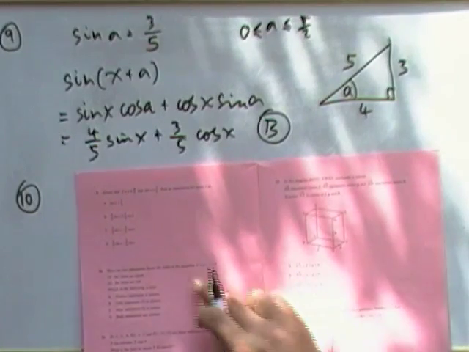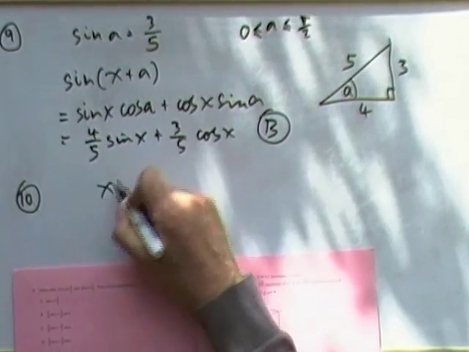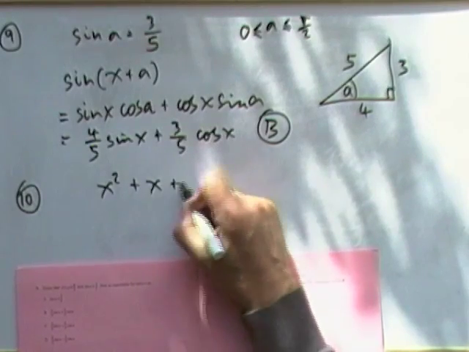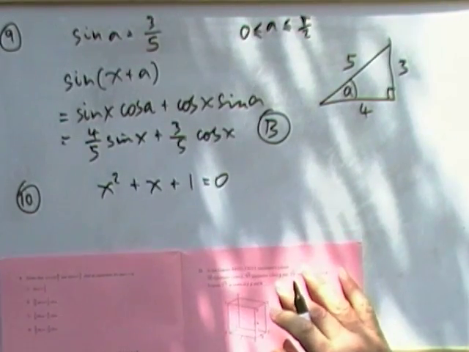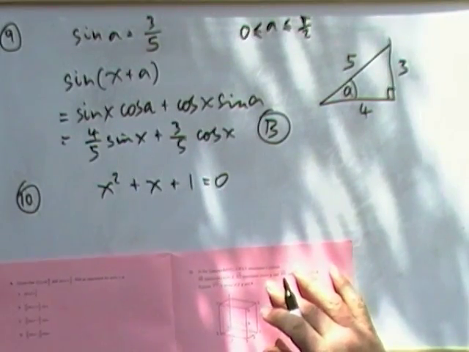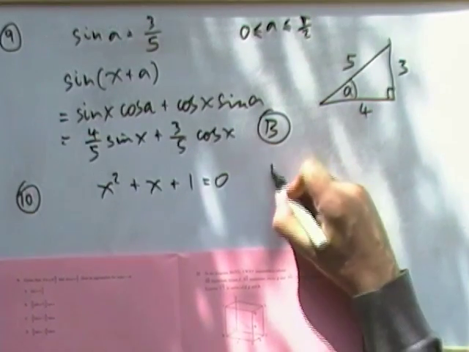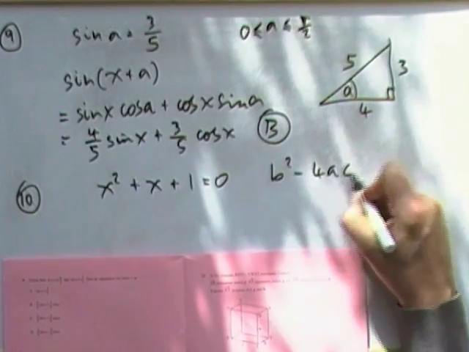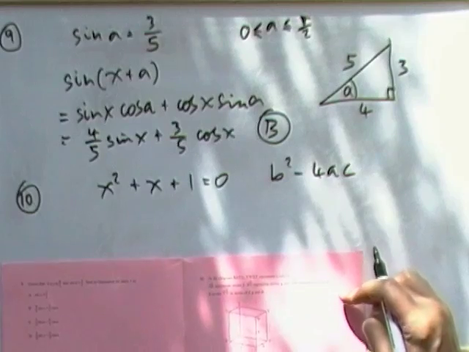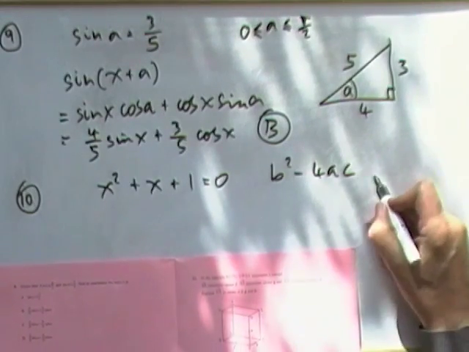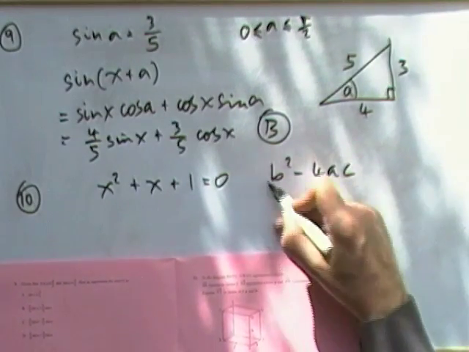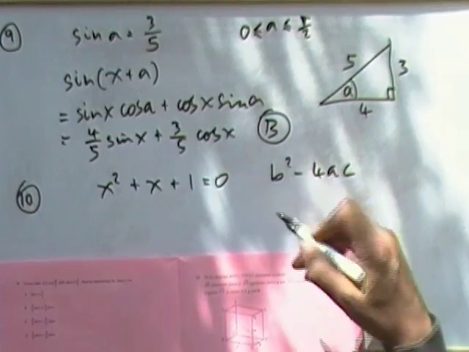Number 10, statements about the roots of an equation. As soon as it talks about the roots of a quadratic equation, you know you're going to be using the discriminant for that. Where the cases are for the discriminant, b squared minus 4ac, the part inside the square root. If that's less than 0, there'll be no answers, because the square root of a negative doesn't give real solutions.